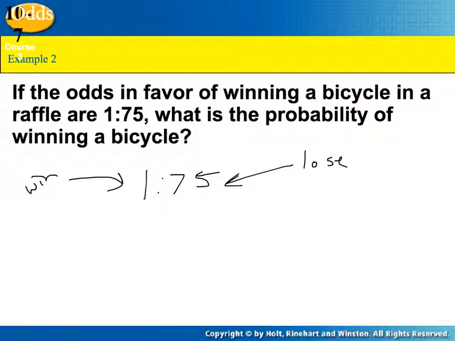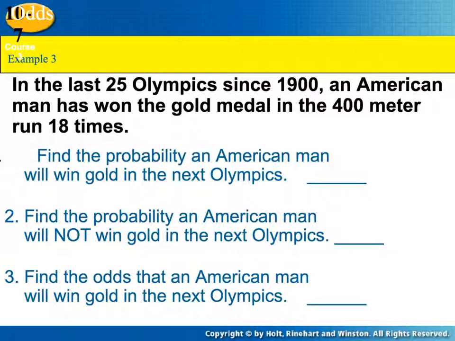Well, what is the probability of winning? Well, I pick 1 ticket to win. There's 1 ticket to win, 75 not to win. There should be 75 plus 1 tickets, which is 1 out of 76. If I have 1 ticket that I could win, 75 that I wouldn't win, how many tickets do I have total? 76. So it's 1 out of 76 is my probability. 1 out of 76.